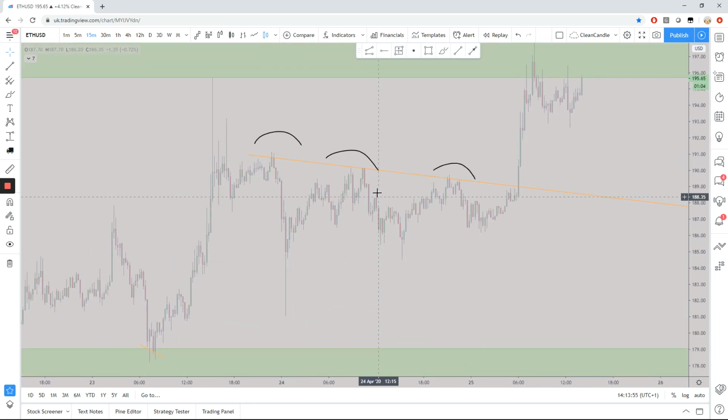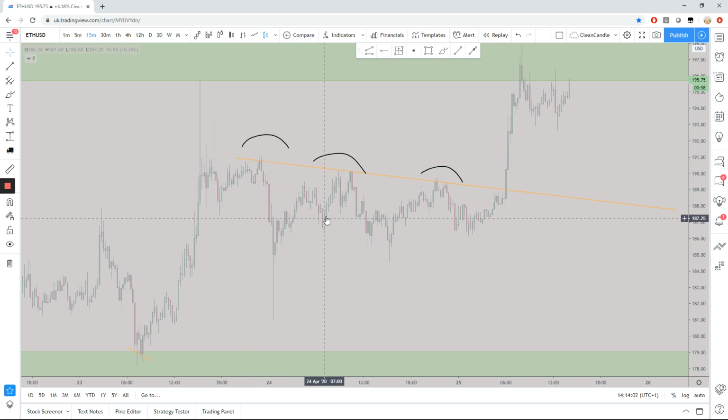Is a constant batting against a resistance, either diagonal line or horizontal line. So where we're just going smash, smash, smash. Okay, because in the uptrend, this is going to give way. Eventually, this is going to give way.